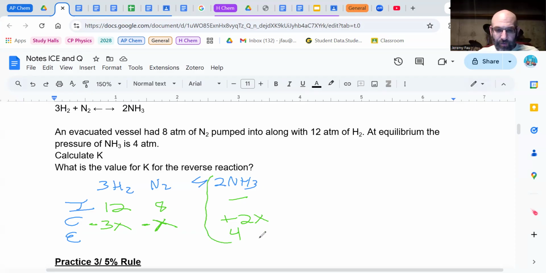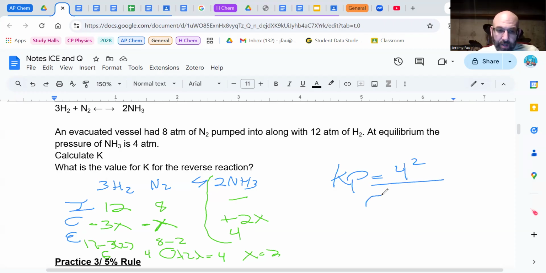We know everything over here. 0 plus 2X equals 4. X equals 2. We plug X back in. 12 minus 3 times 2, and 8 minus 2. We get 6, and we get 4. Okay. And now we're going to plug everything in. It's the same Kp as before because the reaction hasn't changed. So Kp equals 4 squared over 6 cubed times 4.